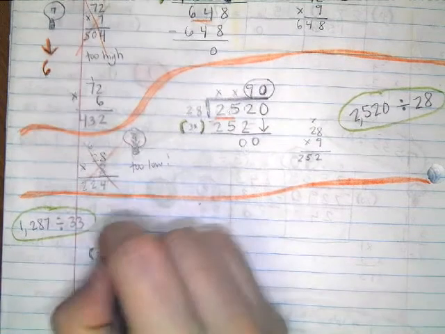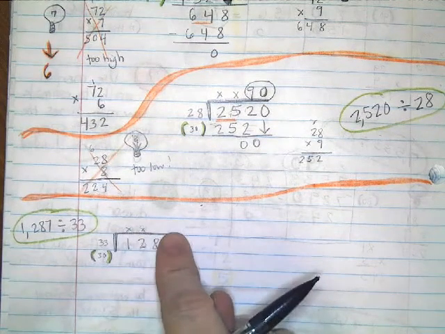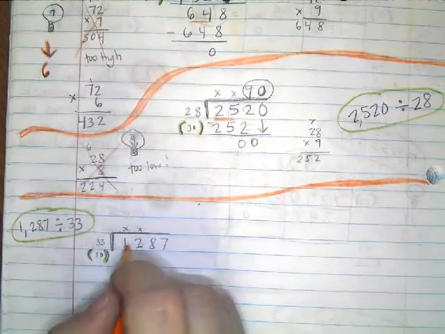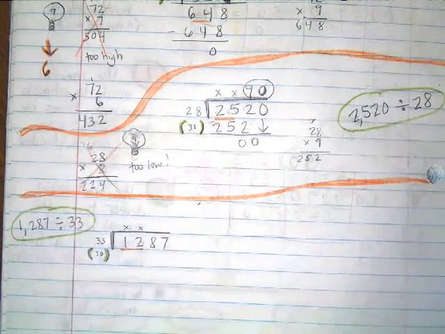Okay, does 30 go into 1? No, so put an X there. Does 30 go into 12? No, put an X there. Will 30 go into 128? Yes. So the first digit will be above the 8.